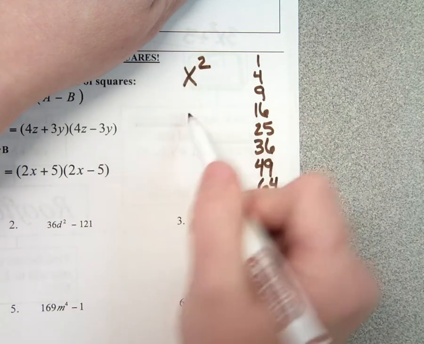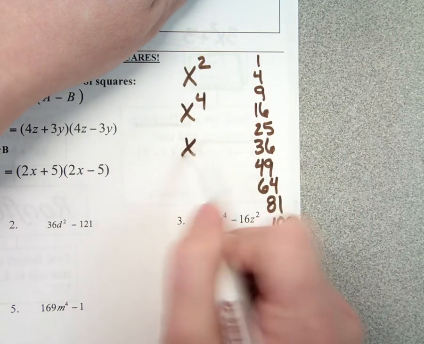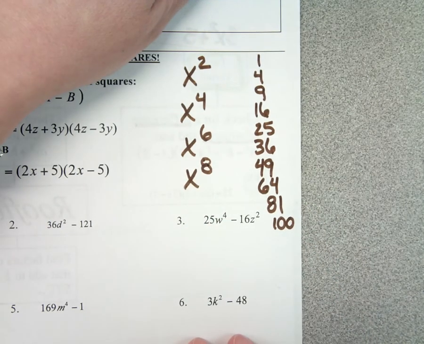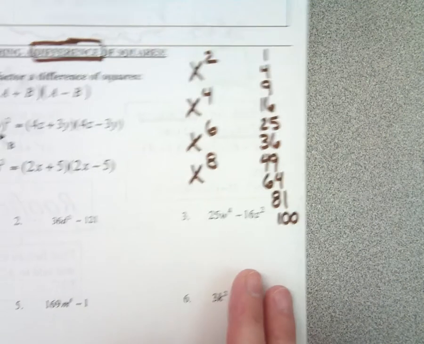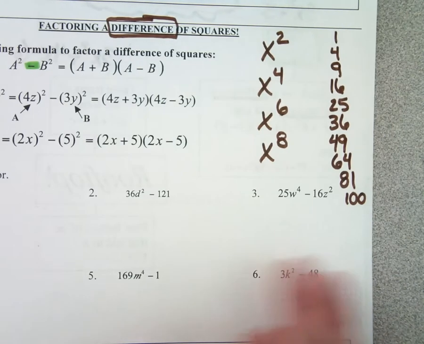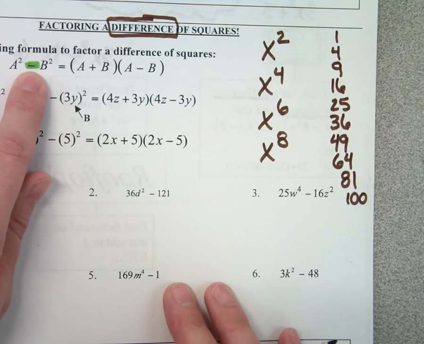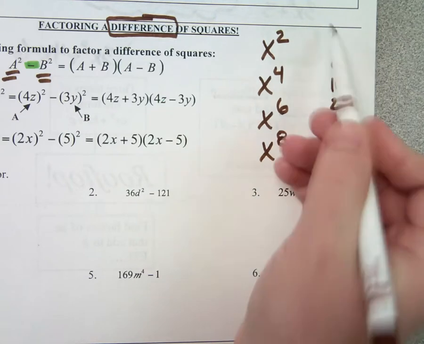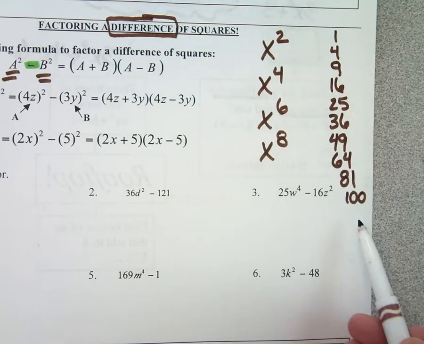Okay, other things that are perfect squares. Variables that have even exponents. So x squared, x to the 4th, x to the 6th, x to the 8th. So if a variable has an even exponent, then it's considered a perfect square as well. Okay, so what it means to be a difference of squares. You have to have a minus for the word difference, and the numbers surrounding the minus have to be perfect squares. They have to be something like what I wrote down over here.